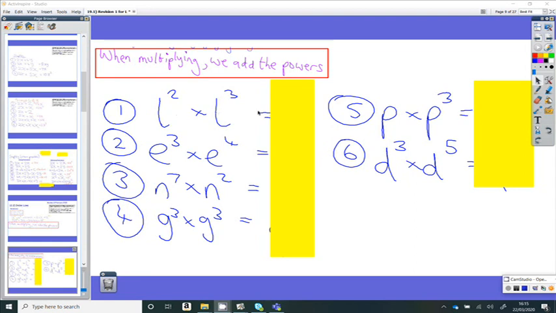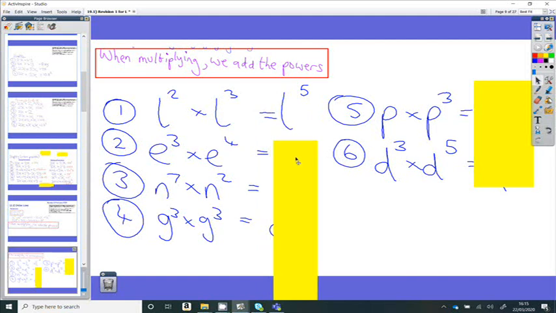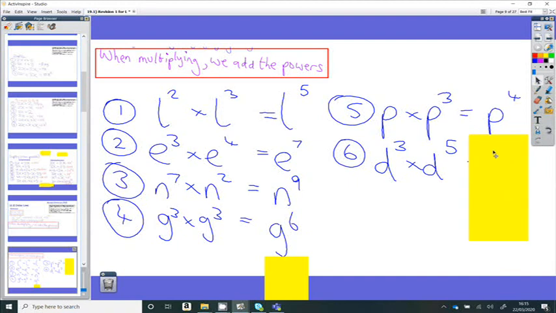So L squared times L cubed is L to the power of 5. E to the 3 times E to the 4 is E to the 7. N to the 7 times N squared is N to the 9. Then G to the 6. P to the 4. Remember P just means P to the power of 1. So P to the power of 4 and D to the power of 8.